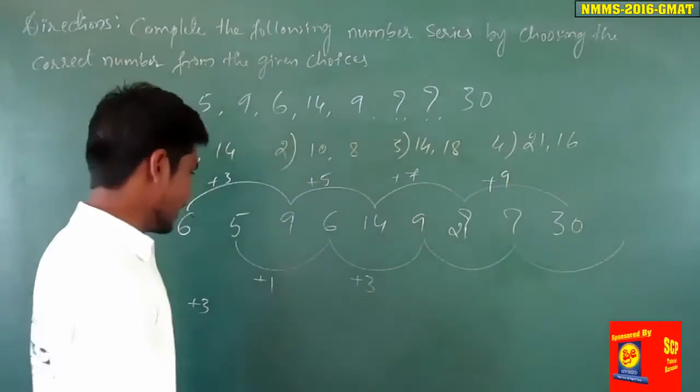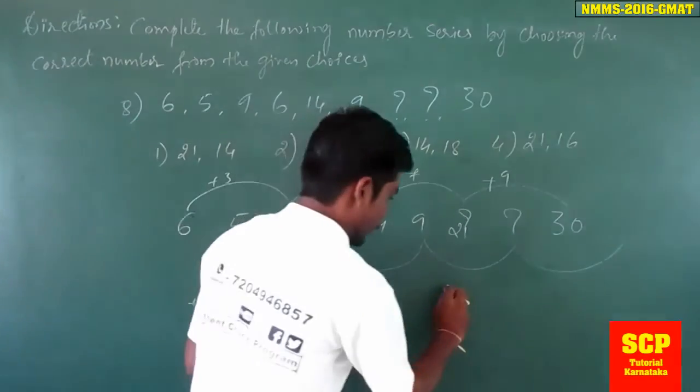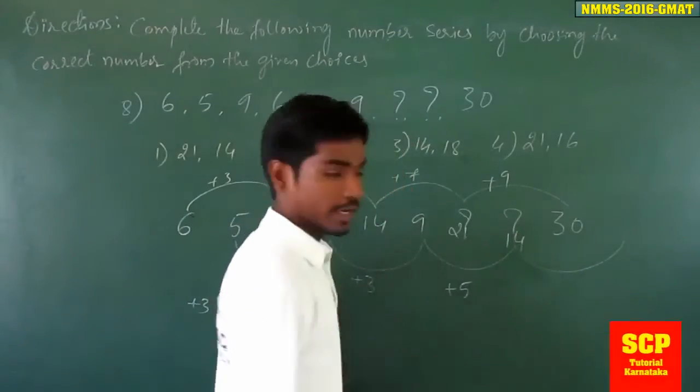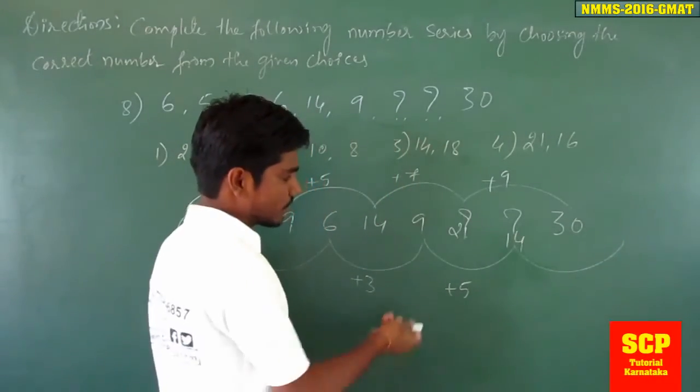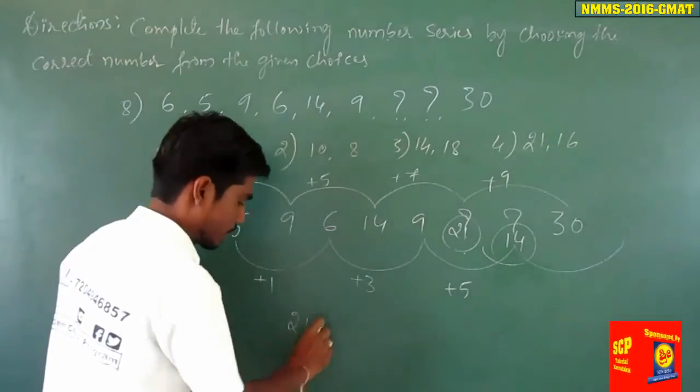Okay. Fine. Next, 1, 3. So the next odd number will be 5. So 9 plus 5 is 14. So what are the numbers we got? 21 and 14. 21 and 14.